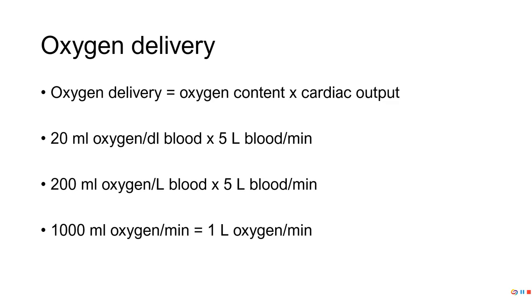So we end up with 1,000 milliliters of oxygen per minute, or in other words, 1 liter of oxygen per minute. To put this in perspective, you use about a half liter of oxygen per minute just at rest, and so you've got more than enough that you're able to deliver. Now, if you multiply this by 5, so like intense exercise, you have high cardiac output, that means you'd be able to deliver about 5 liters of oxygen per minute, which is quite a bit.